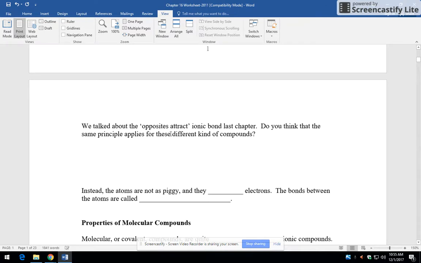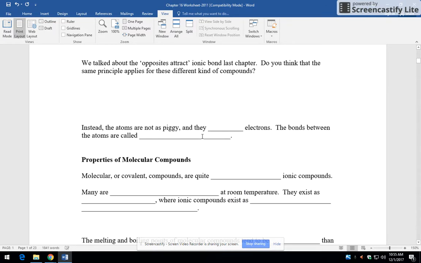And we talked about the opposites attract, now on page 2. We talked about the opposites attract ionic bond last chapter. You know, the positive cations attract the anions, and that's the nature of that bond. Do you think the same principle applies for these different kinds of compounds? I'm kind of leading you to the answer. The answer is no. It's because the electrons are really being held very tightly by these nonmetals. You don't have an opposites attract situation.